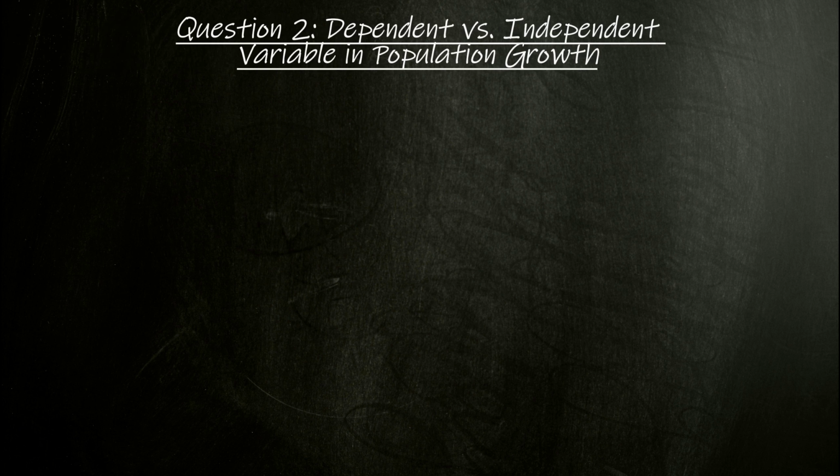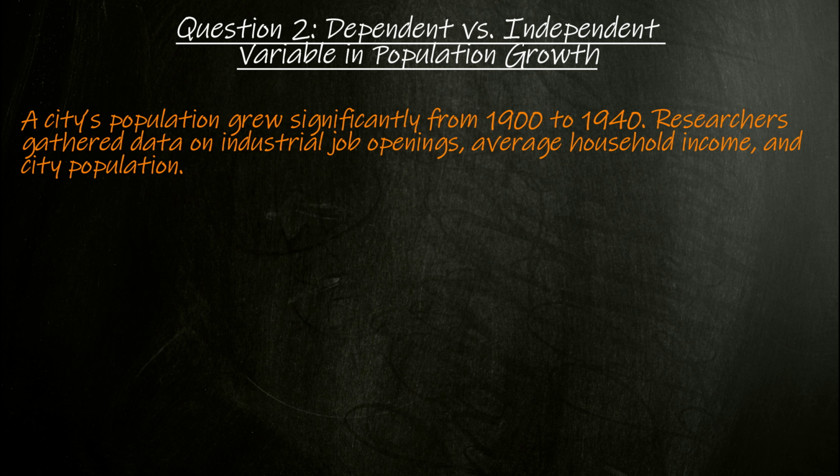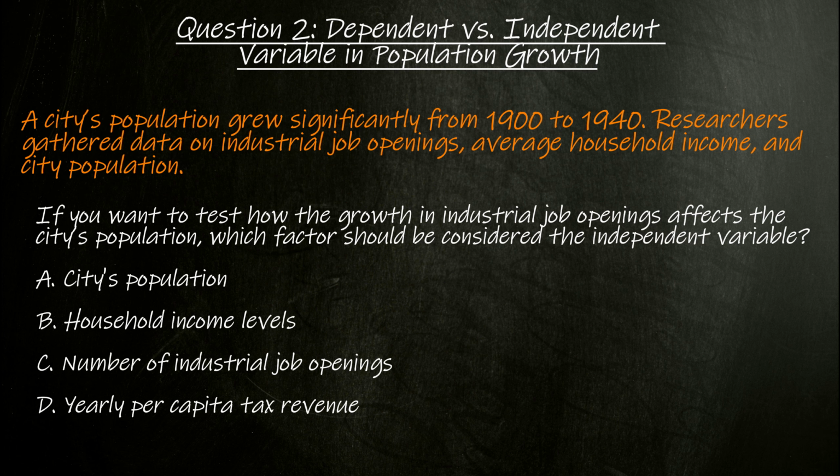Now let's look at question 2, which is about dependent and independent variables. The scenario describes a city whose population grew significantly, and researchers are looking at what affected this growth. The question asks, if you're testing how the growth in industrial job openings affects the city's population, what's your independent variable? All right, let's talk about dependent and independent variables in a way that makes sense without overcomplicating things.